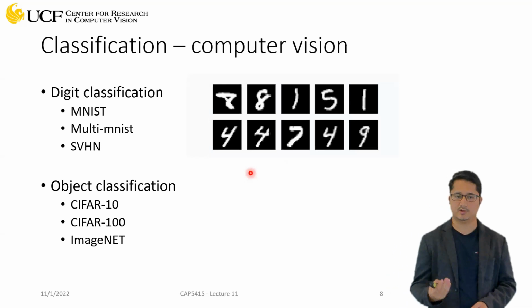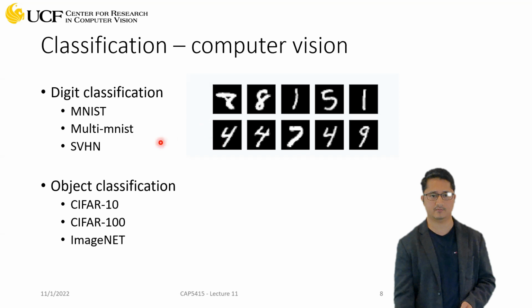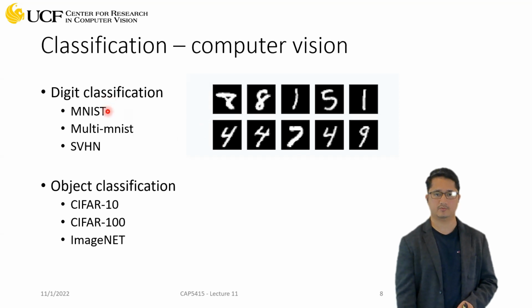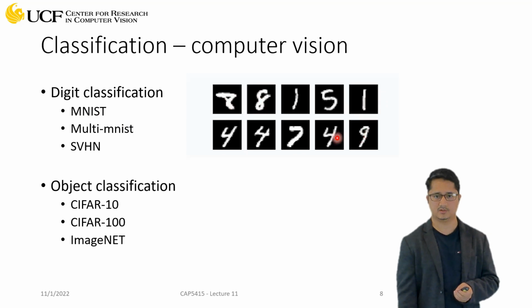Right, so you can have different categories of classification problems. As I said, you can have digit classification. For that, we have the MNIST dataset, which is roughly 60,000 images, and the images look something like this. Each image corresponds to one of the digits. The classification task is, given each of these images, you have to say which digit is present.